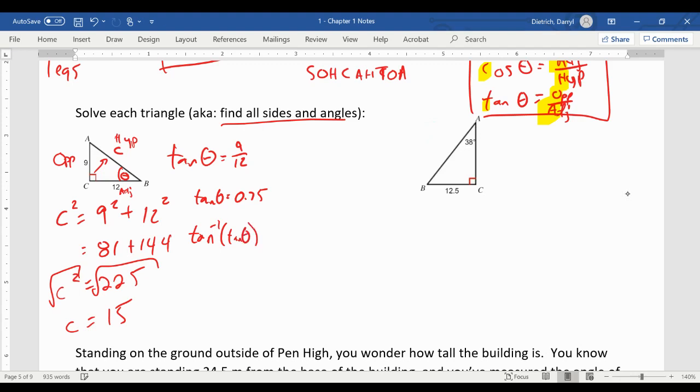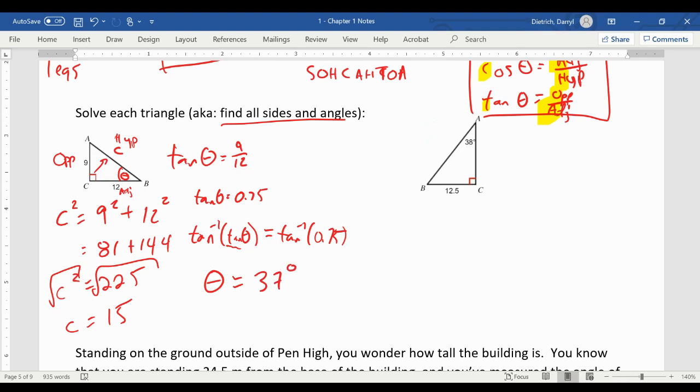Okay, and what that does is it kind of undoes the tangent ratio. So it's the opposite operation to tangent. If you take the inverse tan, you'll end up finding what that angle is going to be. If we find the inverse tan of 0.75, you end up with 37. If we just round that, it's going to be 37 degrees.